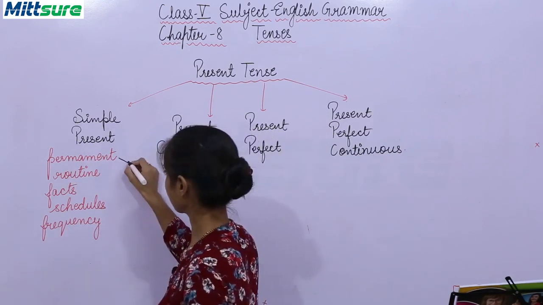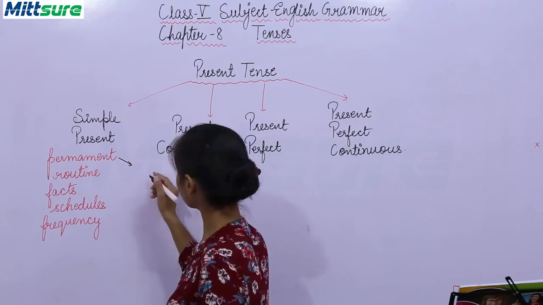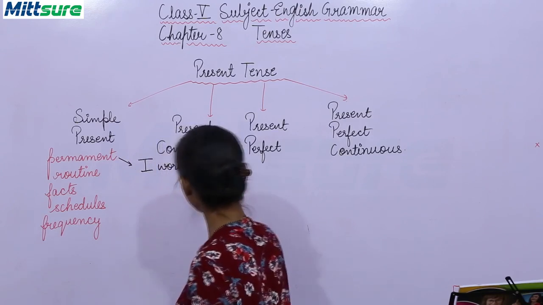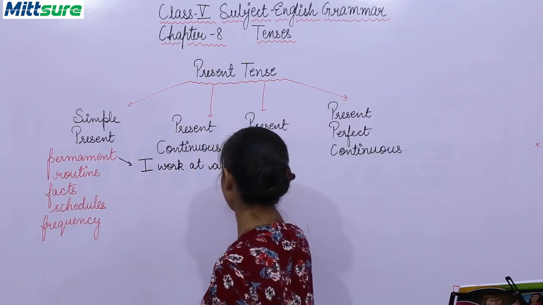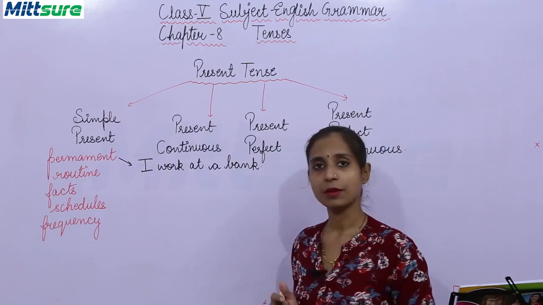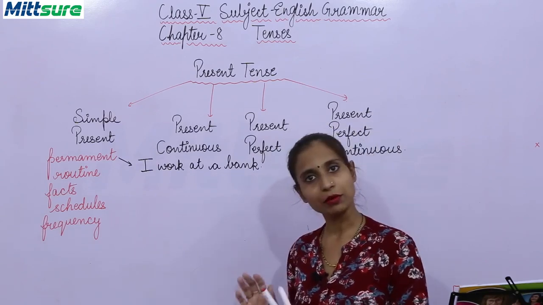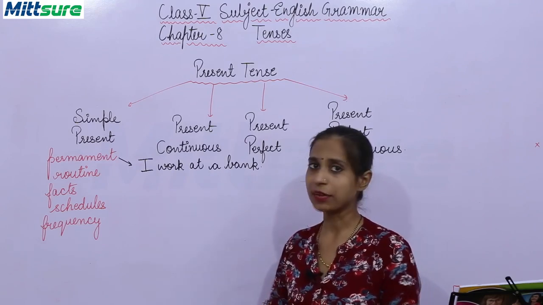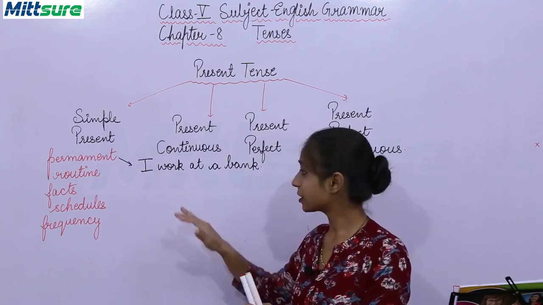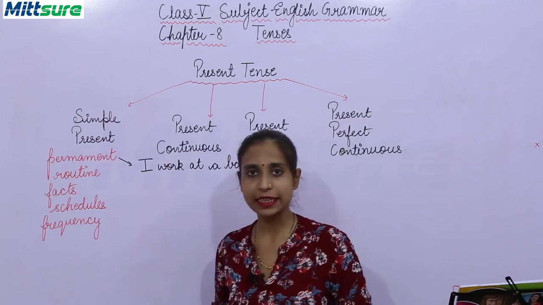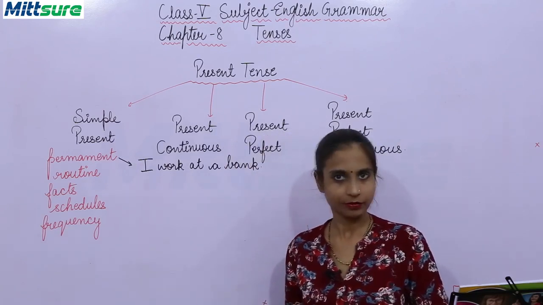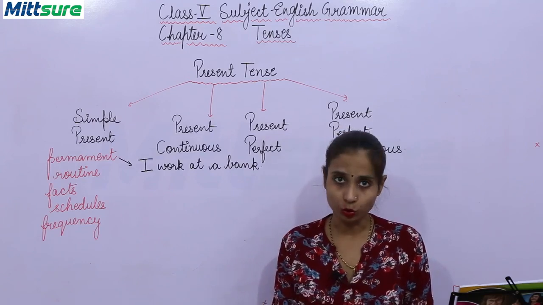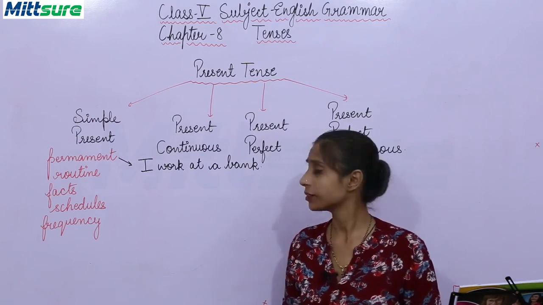For example, things which are permanent, like: I work at a bank. Now this thing is permanent. I work at a bank. All right. When I work, in the morning, in the evening, time is not given over here. It simply says that I work at a bank. That means presently I am an employee in a bank. And it is a permanent thing. It is telling about myself what I do presently.